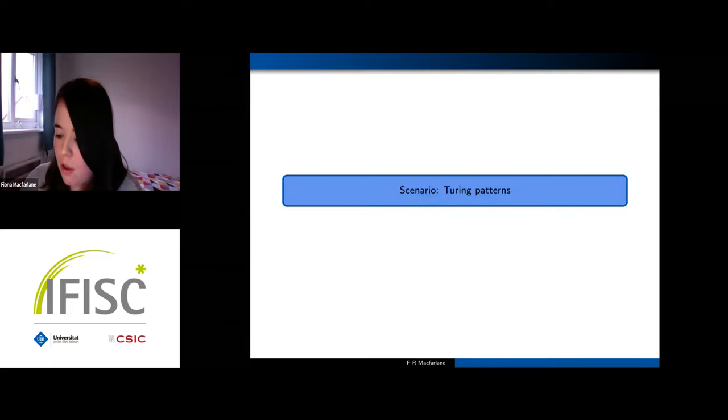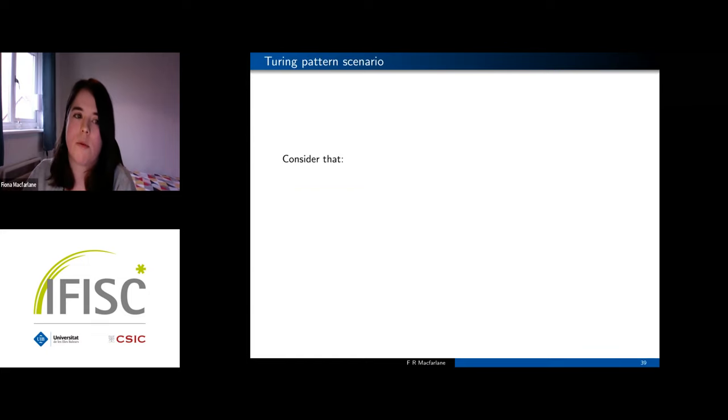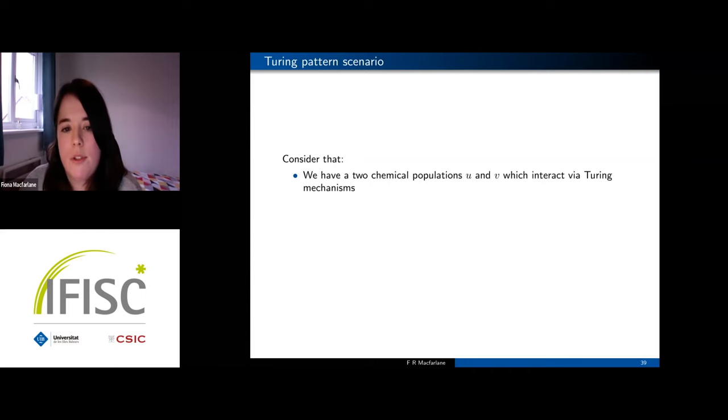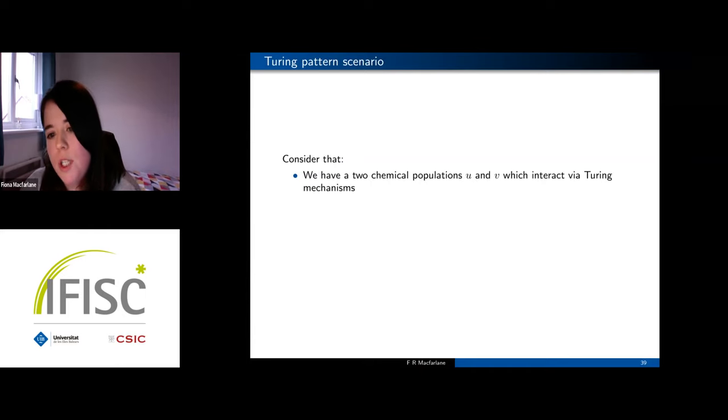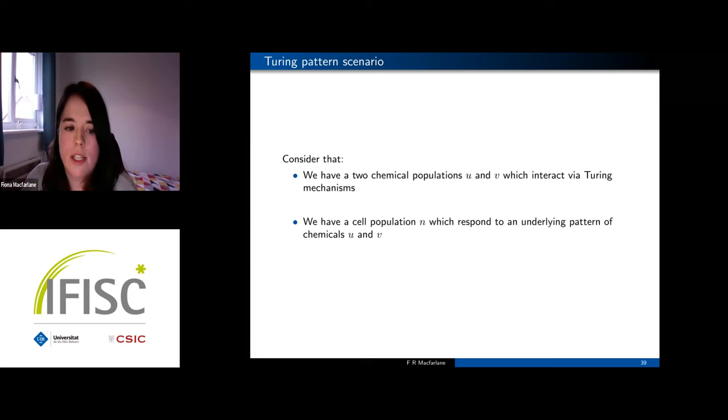So to finish up with, I just want to look at one final scenario that we've applied the model to, and that's looking at cell populations responding to some Turing patterns. So in this case, we have two chemical populations, U and V, which interact via Turing mechanisms. So they are going to interact in a way that results in Turing patterns. And what we want to do with this is then put a cell population N on top of that and allow this cell population to respond to these underlying patterns of the chemicals U and V.